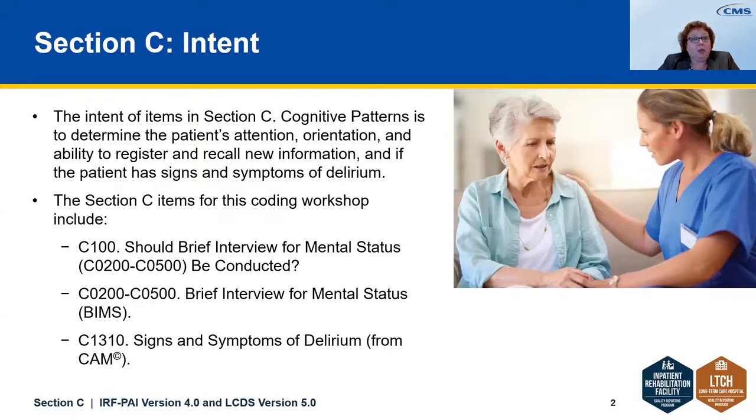So in order to help you with the coding of these scenarios, I invite you to access the data sets for your setting. Now, these can be found on the HUBA platform under the resource tab. And within that tab, click on documents where you'll find the PDF versions for your settings item set. So for the IRF-PAI, Section C items can be found on page 7 and on page 7 for LCDS as well. So take a minute to access those as we move through this presentation.